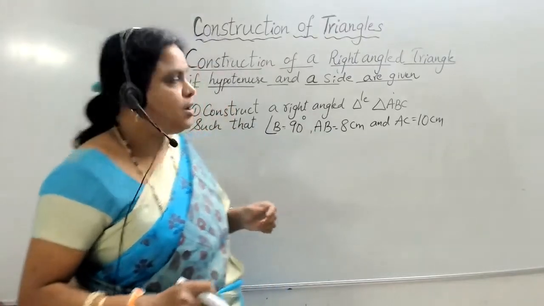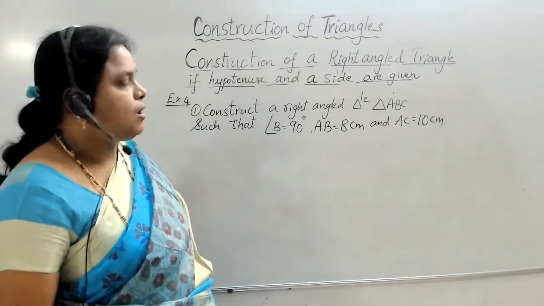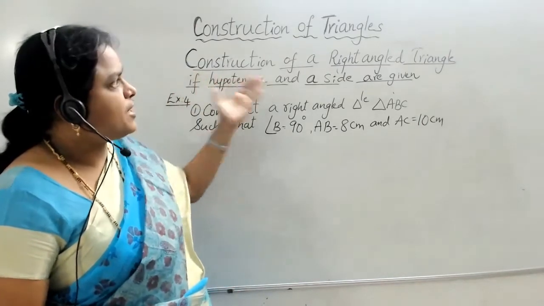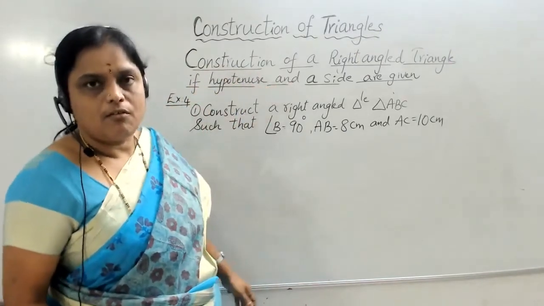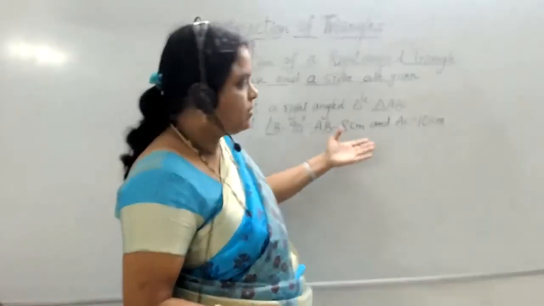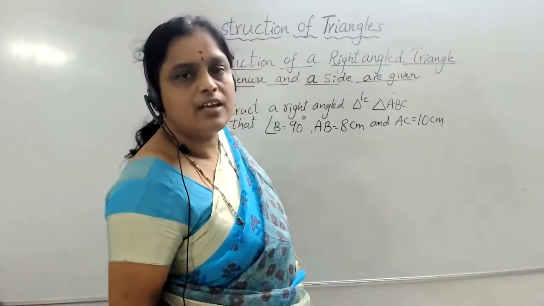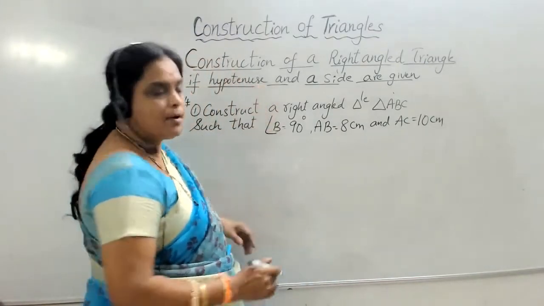Children, now let us construct a right angle triangle. How to construct a right angle triangle? Construction of a right angle triangle if the hypotenuse and a side are given. What is meant by right angle triangle? I told you that if any angle in a triangle is 90 degrees, then it is known as a right angle triangle. What is meant by hypotenuse?